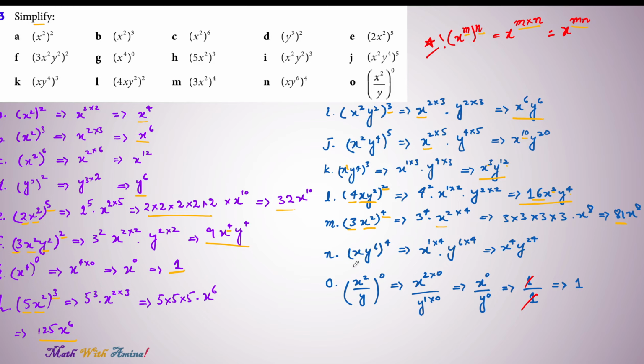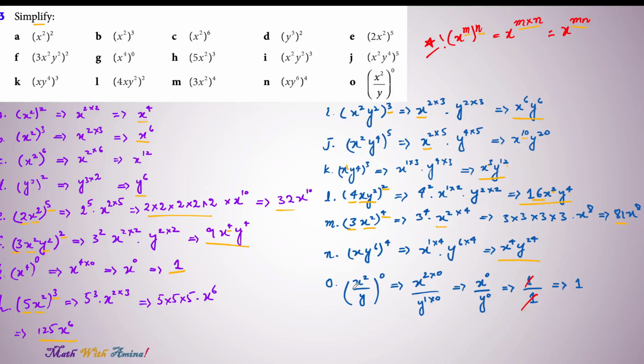Next, x y raised to the power of 6, and then whole raised to the power of 4. So the power of power rule is applied, we will multiply the indices. The power of x is 1, so 1 multiplied by 4 is equal to 4, and y has the power of 6, so 6 multiplied by 4 is equal to 24. So we get x raised to the power of 4, y raised to the power of 24.